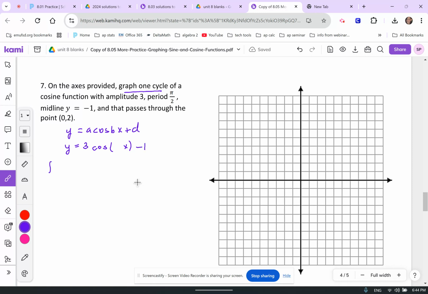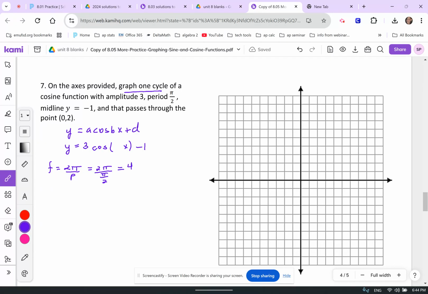To get our frequency, given the period, because we have our period as pi over 2, I use the formula 2 pi over period. So that's 2 pi over pi over 2, and when you simplify that, it becomes 4.